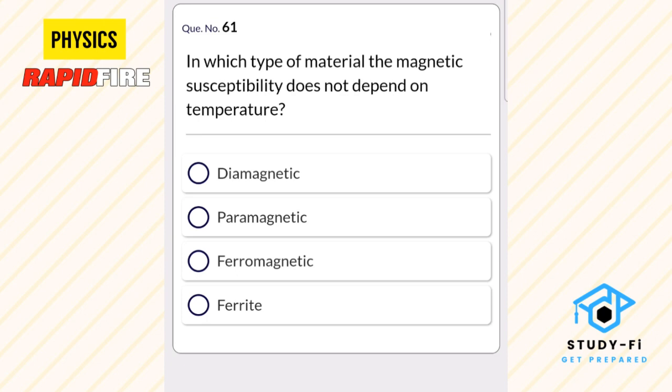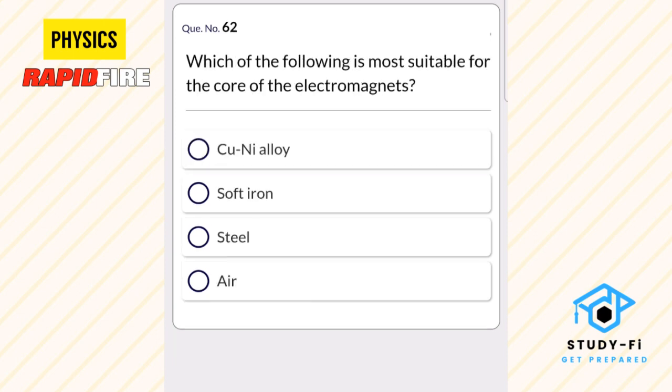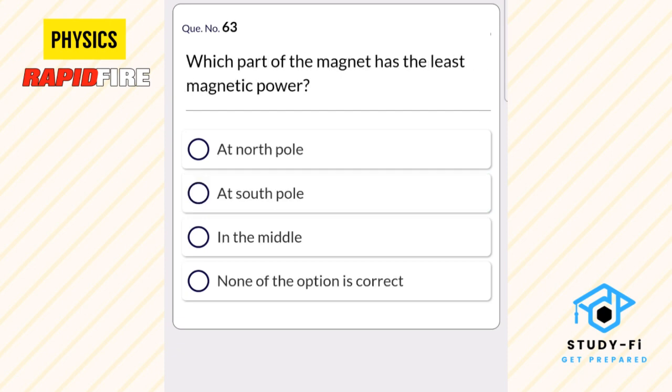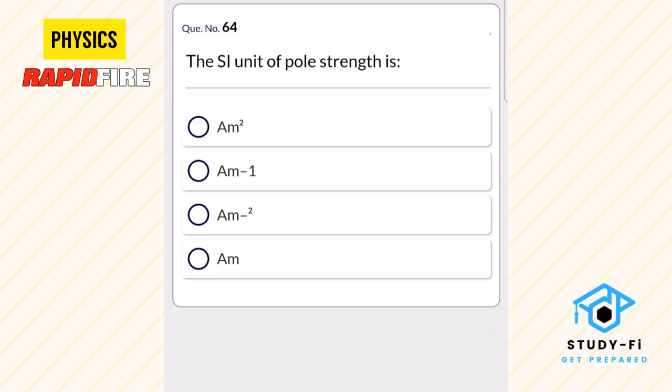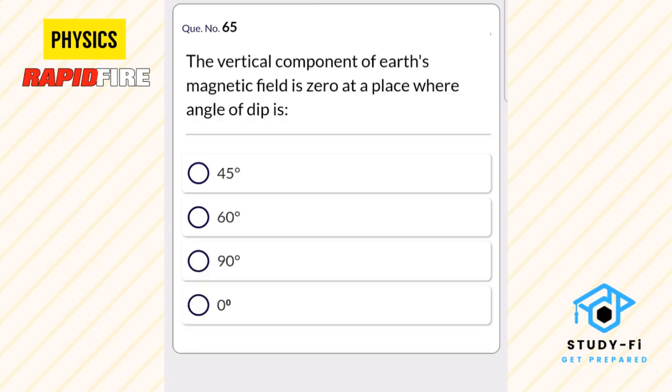In which type of material the magnetic susceptibility does not depend on temperature? Diamagnetic. Which of the following is most suitable for the core of electromagnets? Soft iron. Which part of the magnet has the least magnetic power? In the middle. The SI unit of pole strength is ampere meter. The vertical component of Earth's magnetic field is 0 at a place where angle of dip is 0 degree.